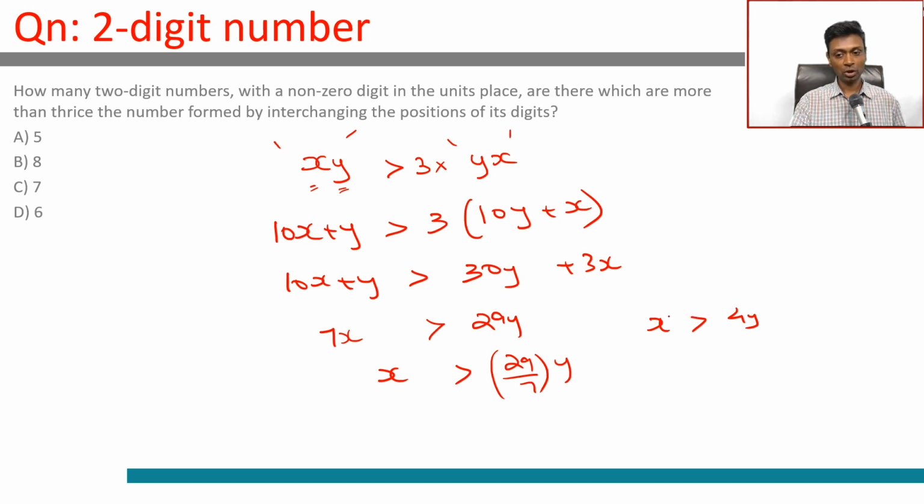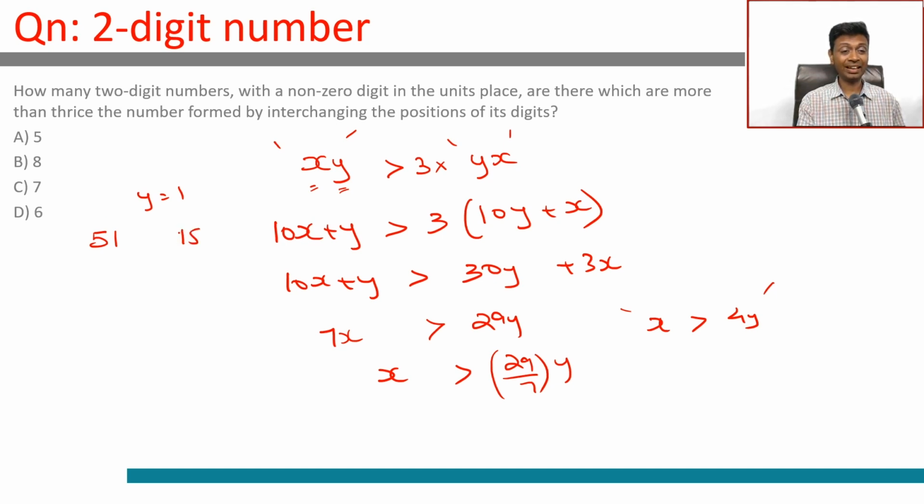Right. So we're looking at two digits where x is greater than 4y, a little more than 4y. So we'll have to be a little careful with the numbers. If you put y equal to 1, x greater than 4y, x could be 5. So we could have 51. One number being 51, the other number being 15.